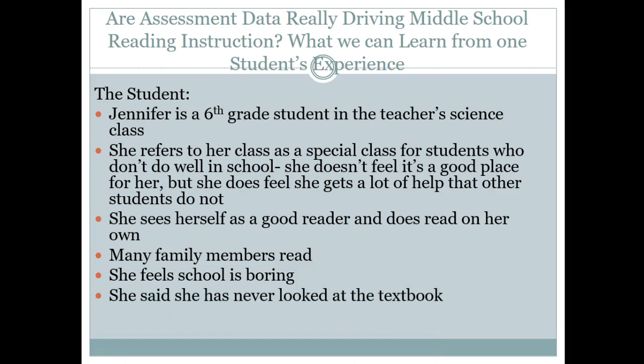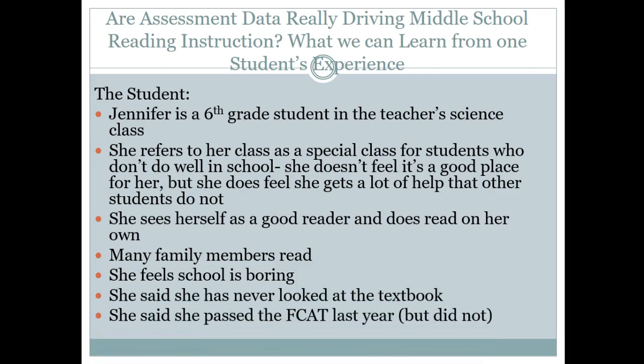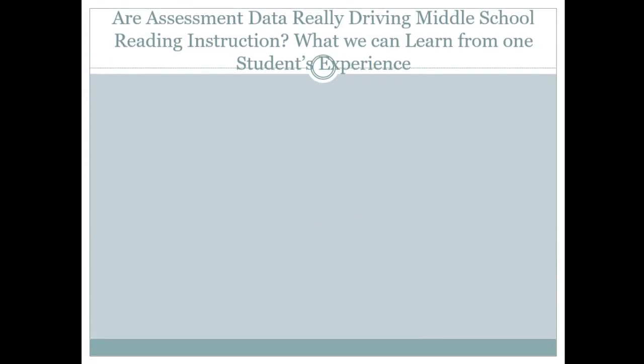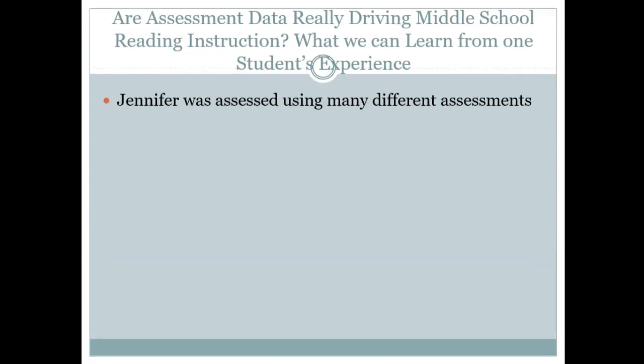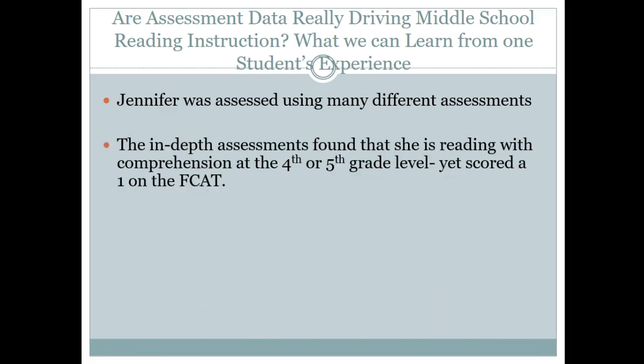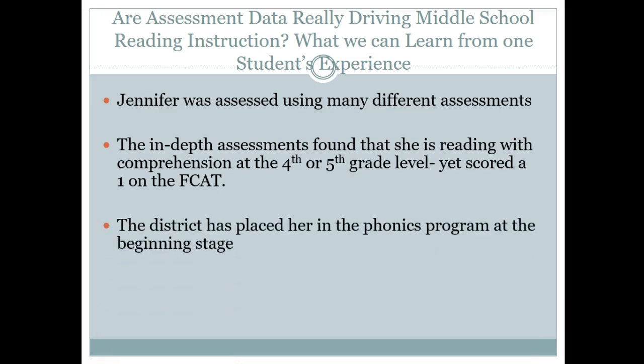She feels school is boring. She has never looked at the textbook, and she said she passed the FCAT last year, but she did not. So she hasn't been given that feedback as to why she didn't pass, and nobody's really looked at why that might be. She was assessed using many different assessments. The in-depth assessments found that she is reading with comprehension at the 4th or 5th grade level. So, not that far below grade level, yet still scored a 1, which is significantly below or does not meet.